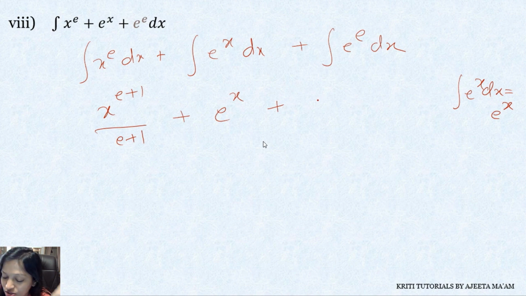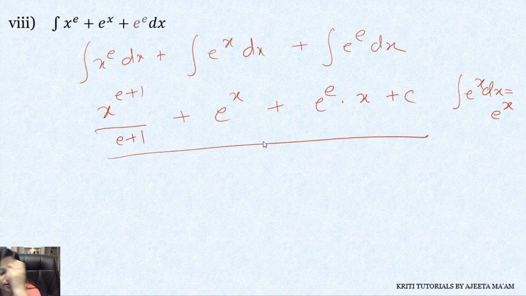Exponential e is a constant, so take the constant out. What is the integral of dx? X. So this is our final answer. That's it. We need not take LCM and all. This is directly what we can write. Clear? So these are simple questions, 1 mark, right? But you have to be clear with the basic concept.